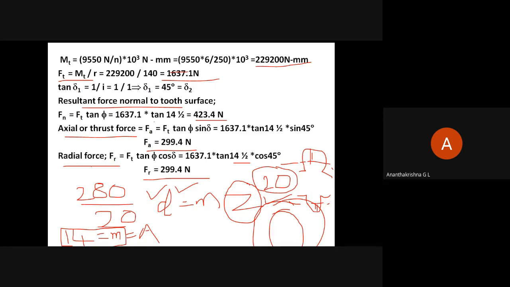Proportional bevel. Tooth thickness, addendum. Yeah. Hold on for a while.